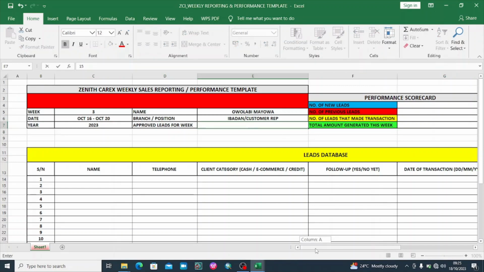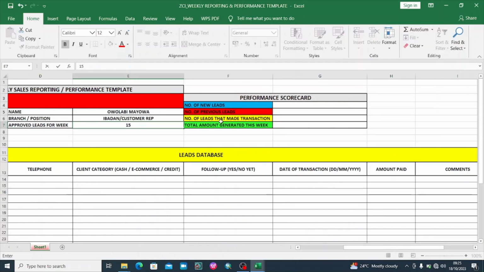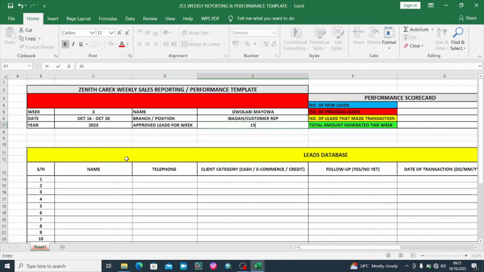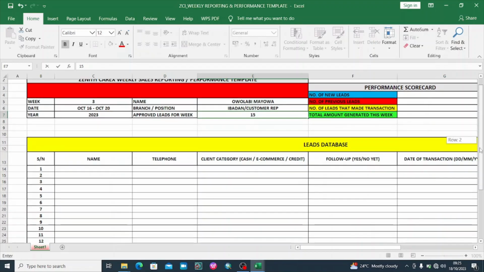Now do you see there's another little template beside the first one I just did, which is the performance template. This is the last thing you have to do in your reporting. So you look at the leads database. The leads database is where the information of all your potential clients will be.